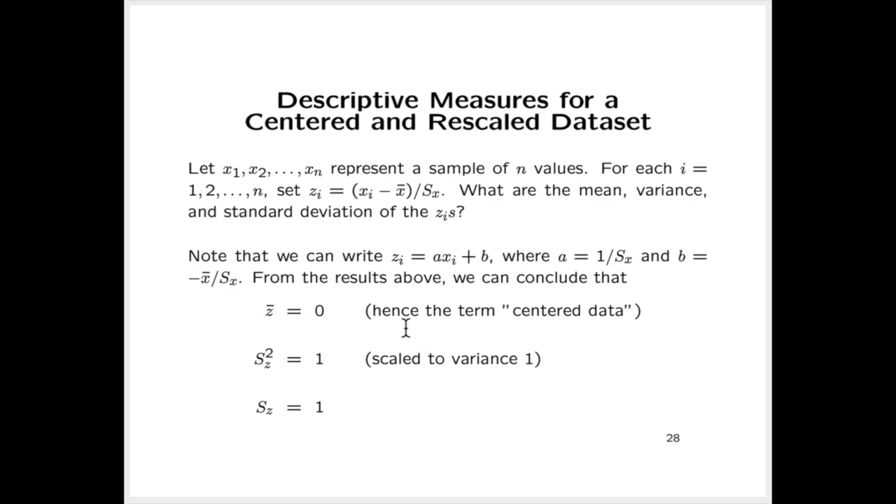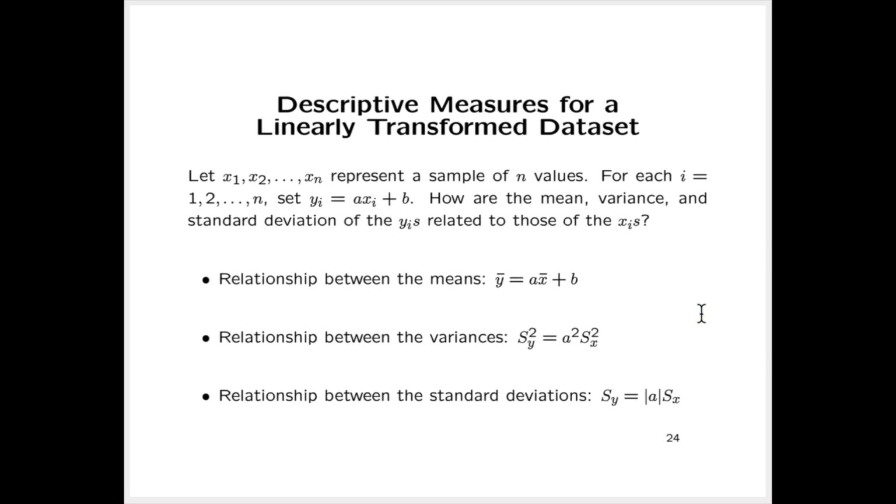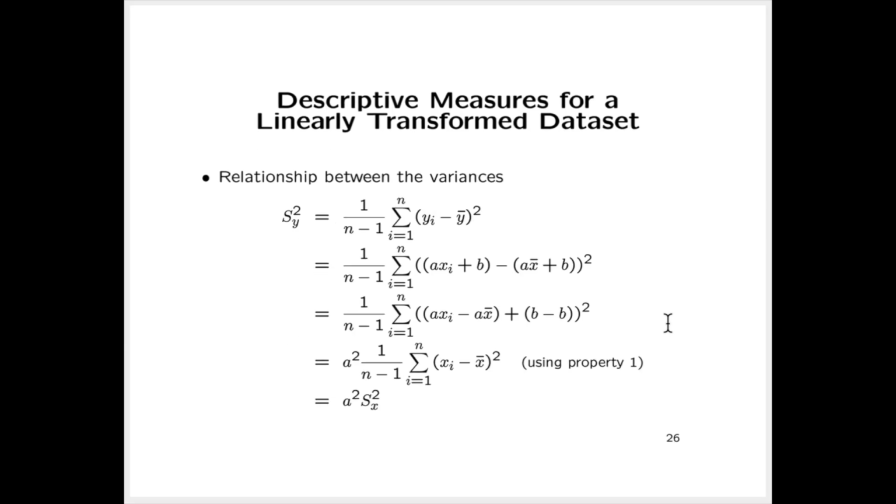And this is why we call this centered data, because now it's centered at 0. The variance of the z's is 1, and therefore the standard deviation of the z's is also 1. And again, where do we get these results? Well, the formula for computing z sub i from the x's is a linear transformation, where a is equal to 1 over the standard deviation of the x's, and b is equal to negative x bar over s sub x, the standard deviation of the x's. And we're applying these results here on slide 24 to that situation.